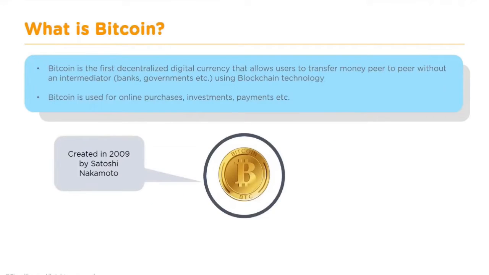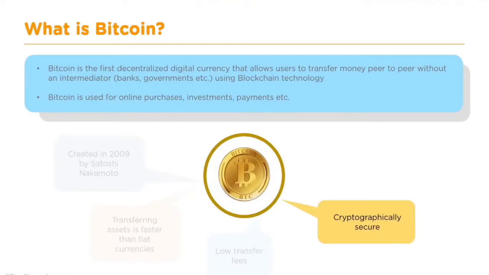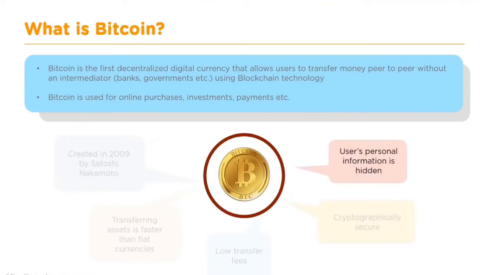Now it was created in 2009. It came into existence by a person or a group of people called Satoshi Nakamoto. Now Bitcoin helps transferring of assets faster than regular fiat currencies. It has definitely lower transaction fees because as it has removed the intermediaries from between, the cost of transaction also goes down, and it is cryptographically secure. It uses cryptography infrastructure, and thereby the identities of the sender and the receiver are also secure, and the entire transaction is cryptographically signed. And the users' information who are doing the transactions or are part of the network is also hidden and secure.